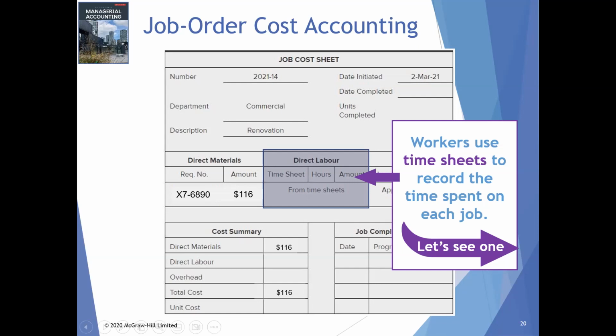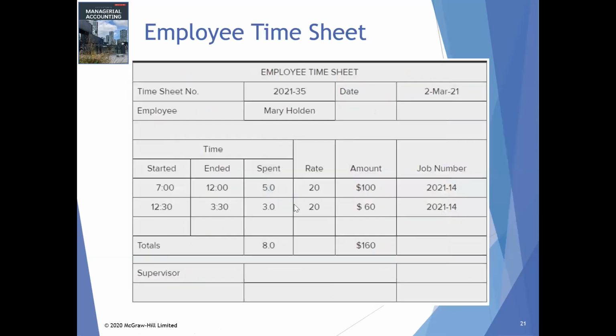For that sheet, what will happen? There will be a timesheet. This is the timesheet number, this is the employee name, and this employee worked on that particular job. So start time, end time, time spent, rate, amount, and the job. This particular job number is this job, and the same job here, and the total is 8 hours. 8 into 20 is 160.